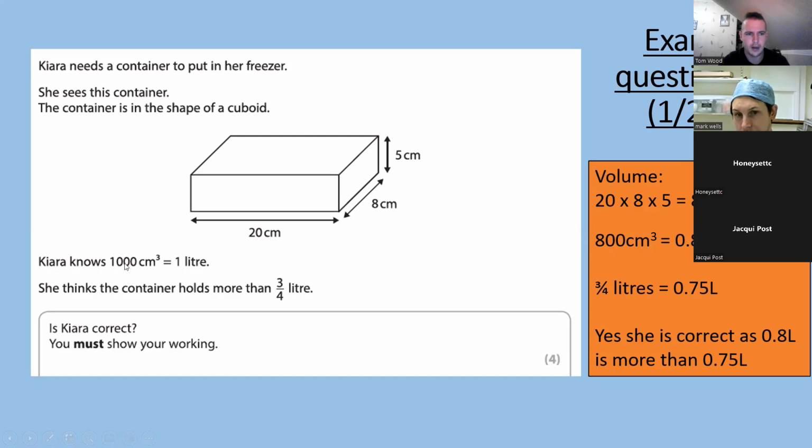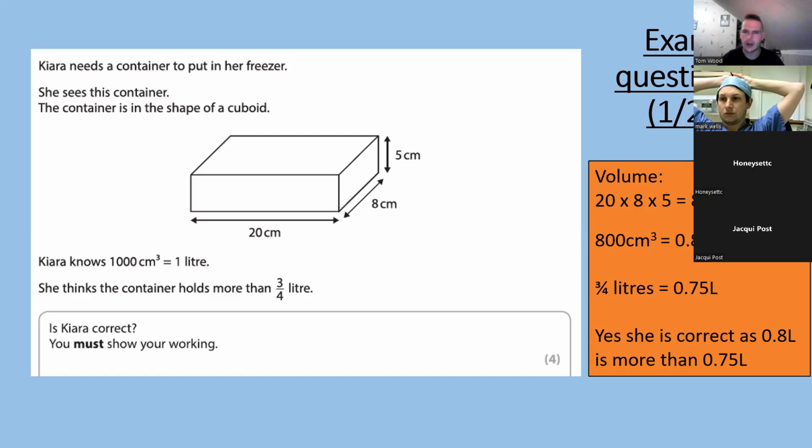So here I've got 1, here it's 1,000. So that means the liter value here is always 1,000 times smaller than this number. So Tom, I worked out that 3/4 of 1,000 was 750, and therefore the 800 was more. Would that be wrong because you've done it at 0.8 and 0.75?